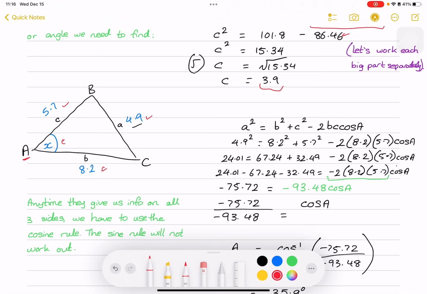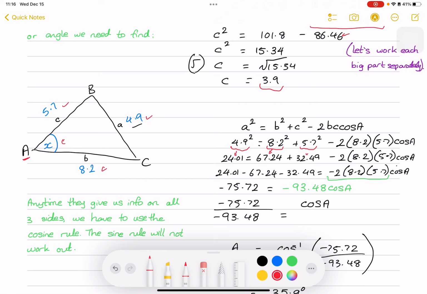In this one, we need to make cos A the subject of the formula. So again, this is a very large and complicated looking thing. Let's try to break it up. In this scenario, I want us to work out every squared value one at a time. So I'm going to put 4.9 squared in my calculator, and I'm going to get 24.01. I'm going to put 8.2 squared in my calculator. I got 67.24. And finally, 5.7 squared will give me 32.49.